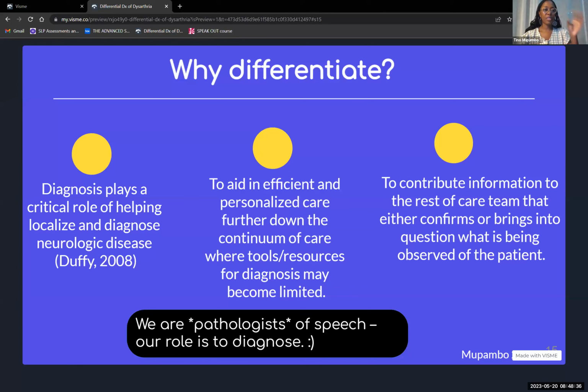The one thing I disagree with in this paper, and it is an older paper, is that Duffy really focuses on listening to the speech and then somehow coming up to being like, oh, the patient had ALS.